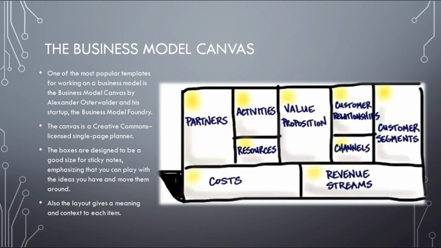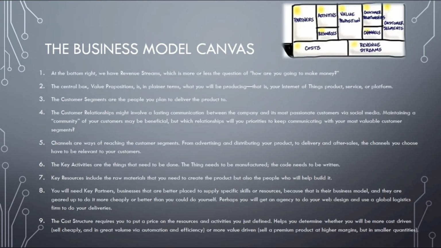At the bottom right of the canvas, there is an element, revenue streams. This is the most obvious element that one should not neglect. This tells you how you are going to make money. The central box has the element value propositions, which gives you an idea about what you will be producing, whether it is going to be a product or service or a platform. The customer segments are the people you plan to deliver the product to.